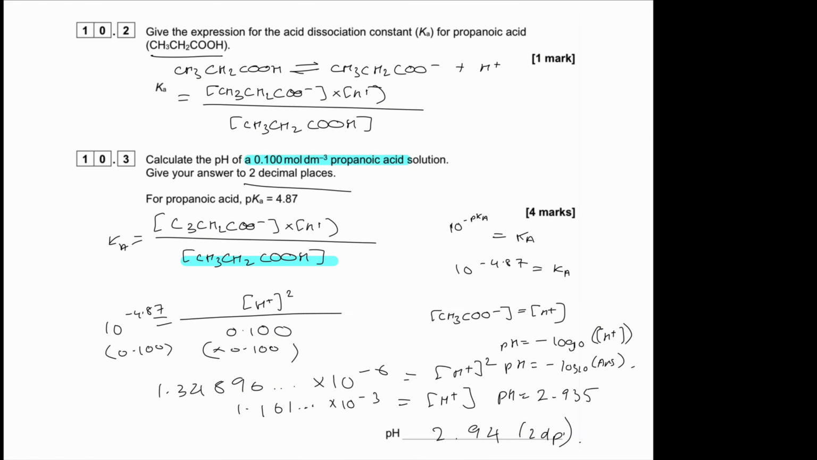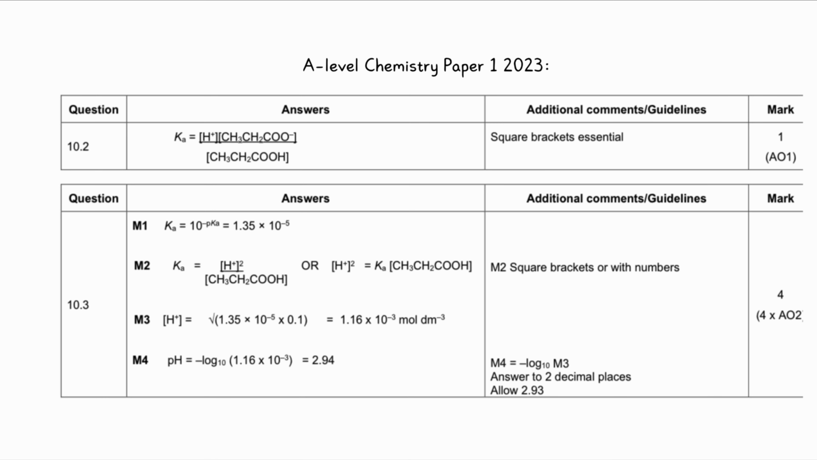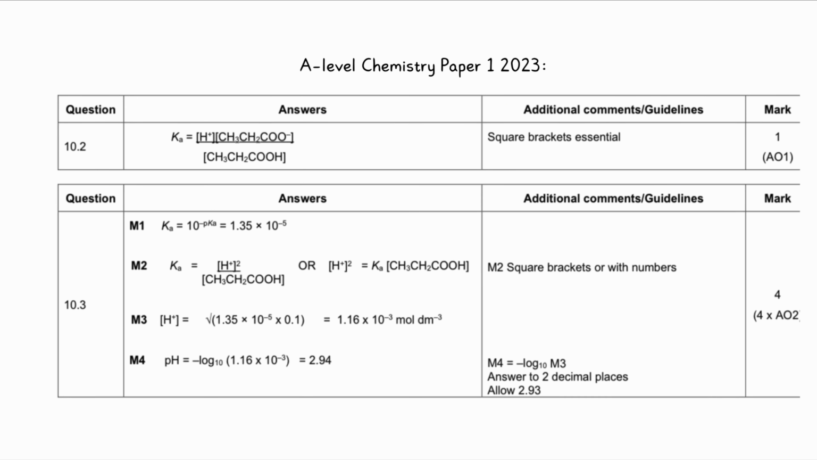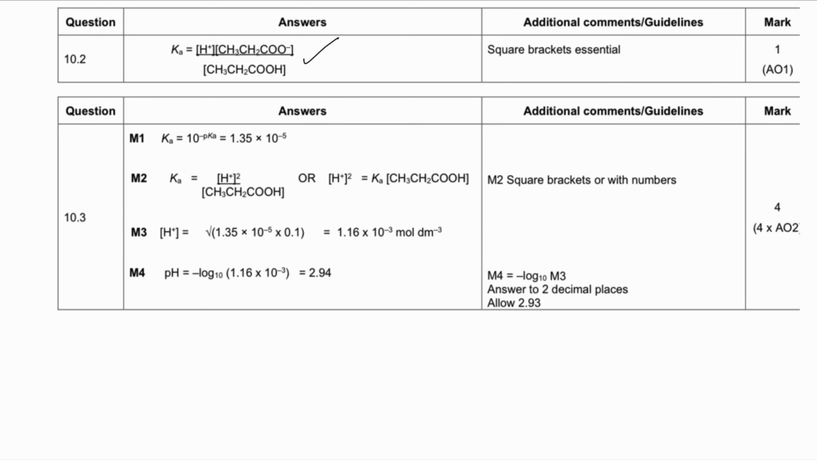Perfect. Let's have a look at the mark scheme from A-Level Chemistry Paper 1 2023, the propanoate ion concentration times the hydrogen ion concentration all over the propanoic acid. I have the 1.35 times 10 to the minus 5. That was my Ka value. I've simplified it, and I got 2.94. Perfect.